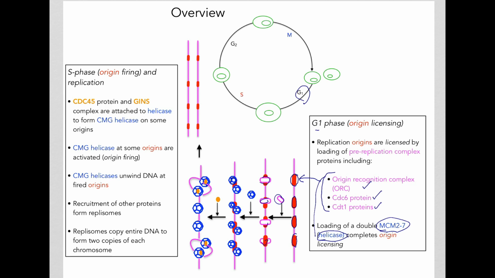And here we see helicase shown in blue binding to all the origins of replication. This is called origin licensing.